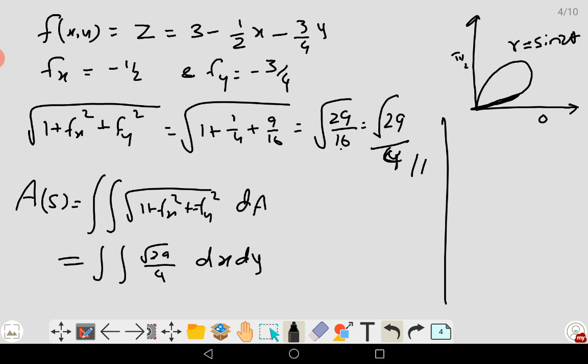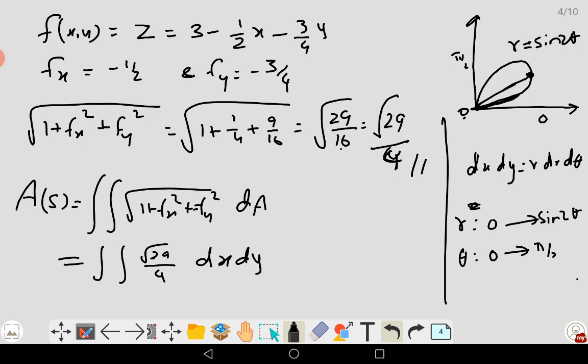So we can convert this integration into polar form, because we know dx dy can be written as r dr d theta. Okay, and r varies from 0, you can take a step here, which will start from 0 and end at this curve. So r is varying from 0 to sin 2 theta, and theta is varying from 0 to pi over 2. That's it. If you integrate it, you are done.